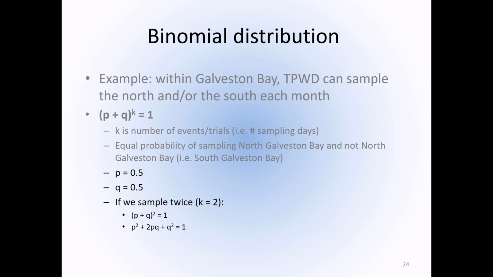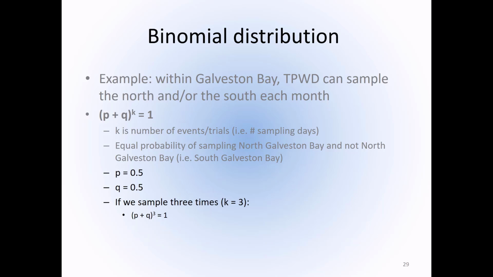Now we can put in 0.5 for the P and for the Q, and what we find is that the probability of only sampling in North Galveston Bay is going to be 0.25. So it's going to be a 25% likelihood that we're only sampling in that portion of the bay. There will be a 25% likelihood that we will not sample in the northern part of Galveston Bay. And there's a 50% likelihood that we're going to sample in both North Galveston Bay and South Galveston Bay. So in total, there will be a 75% likelihood that we'll sample North Galveston Bay at least once during the course of our sampling during the month if we only go out twice.